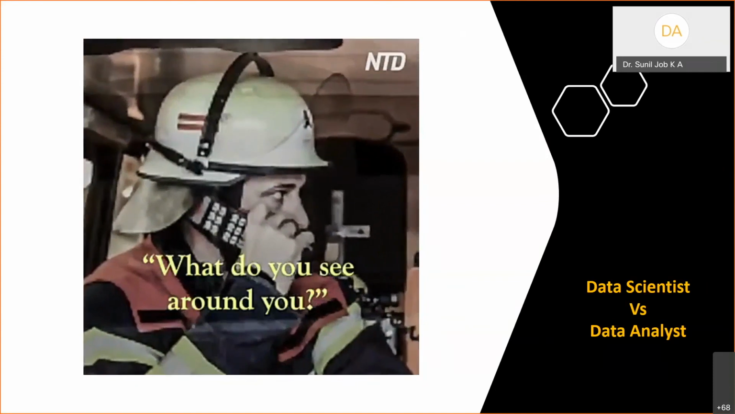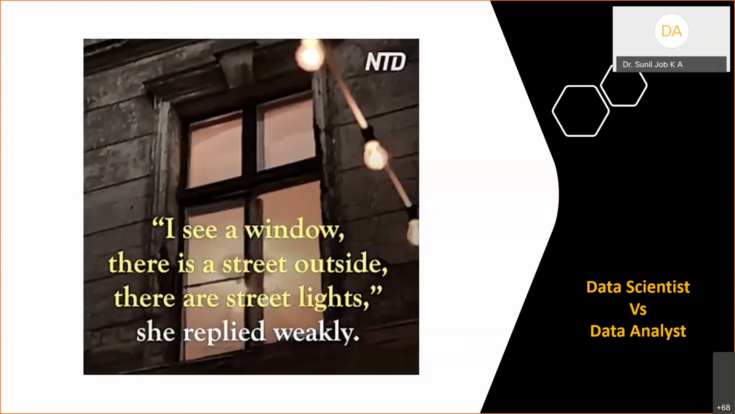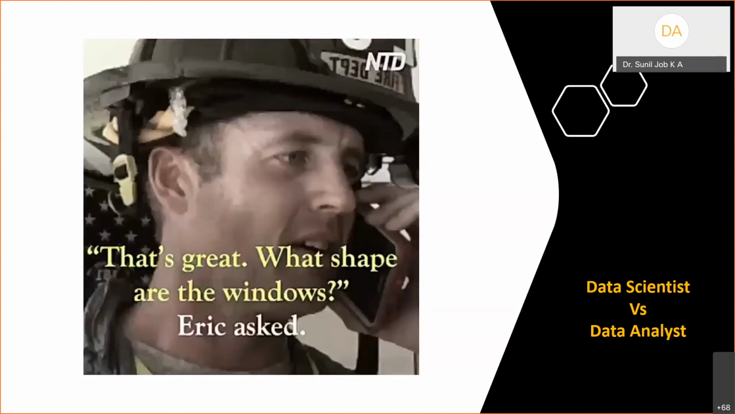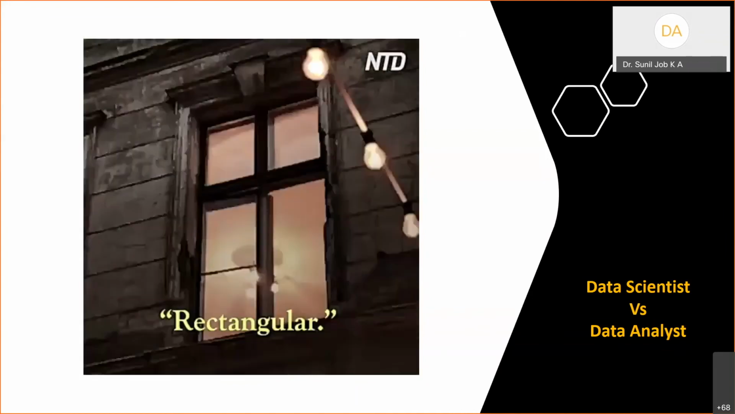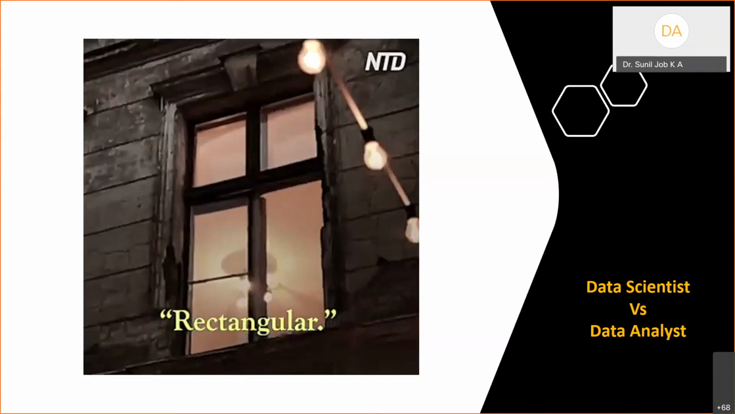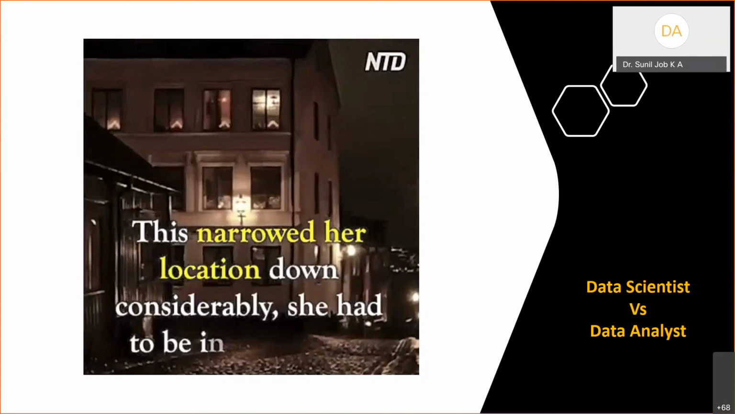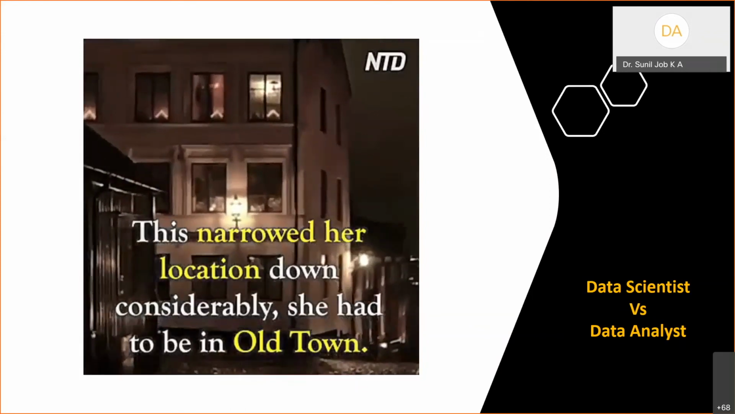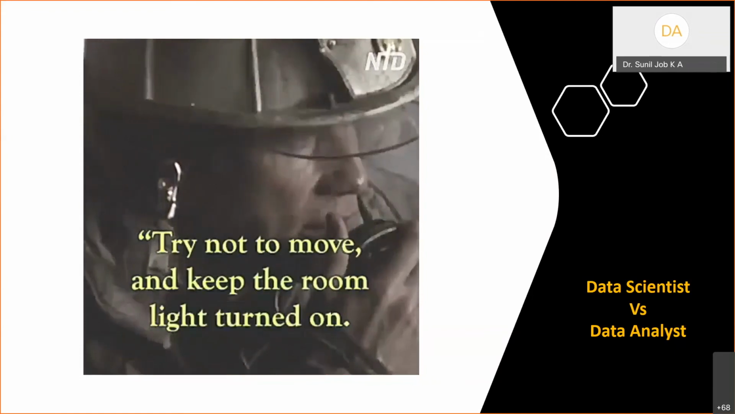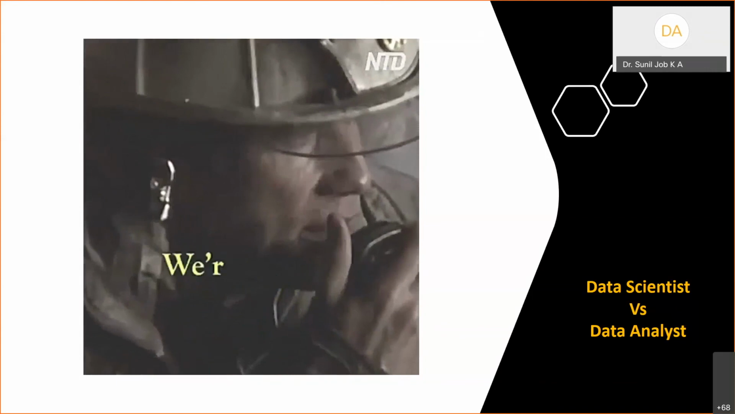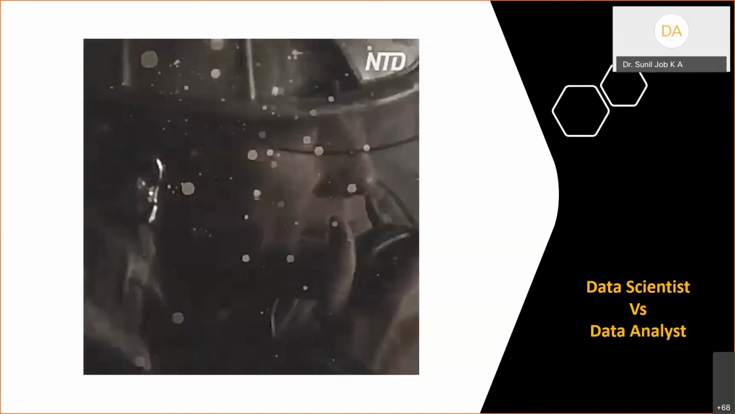Then he asked what she could see outside around her. The woman says, "I see a window, the window of a room." And he asked, what's the shape? "It's a rectangular window," the woman replied. So this narrowed her location down. Then he told her, try not to move and keep the room light on.